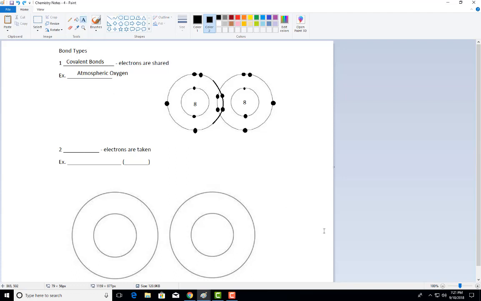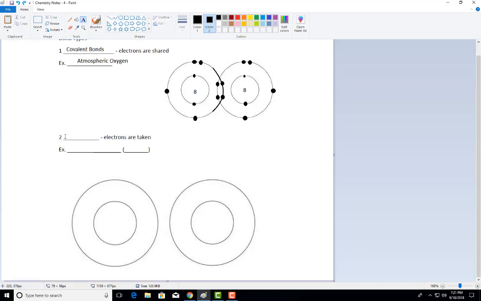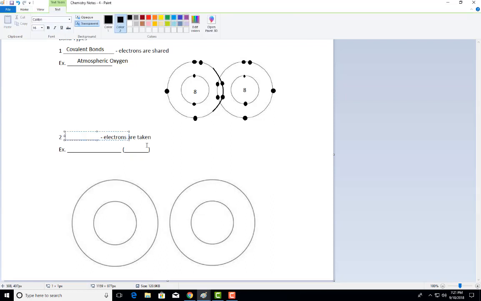Right, so let's move on down just a little bit to this next one. So this is going to be, electrons are not going to be shared in this case, they're going to be taken. They are shared with oxygen, but they're not going to be shared down here. So this is what we call an ionic bond, and it's where electrons are taken. In our example, we did this earlier.